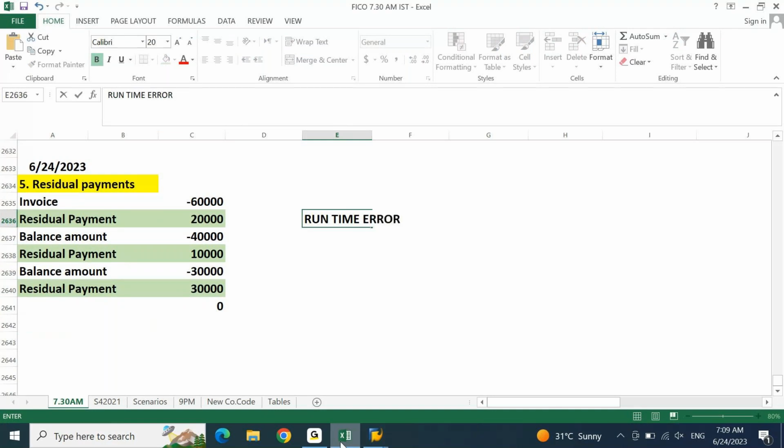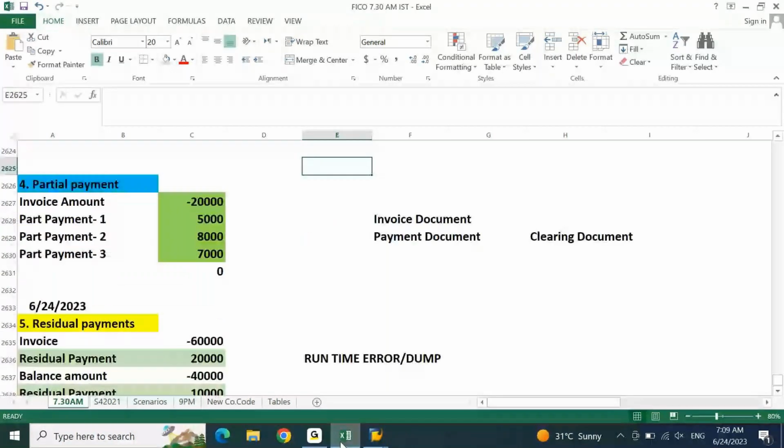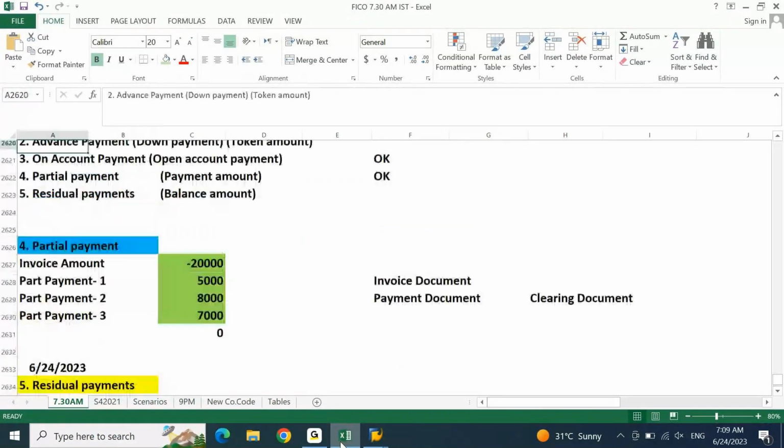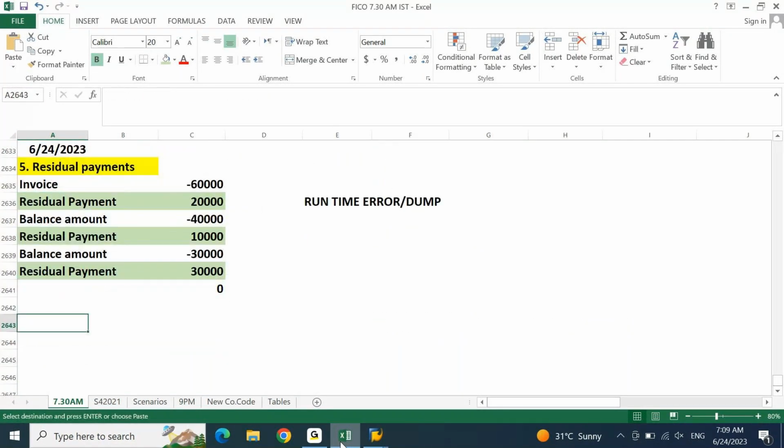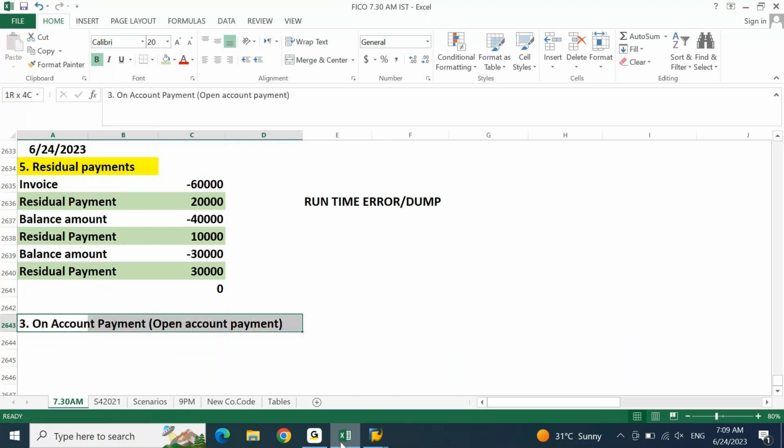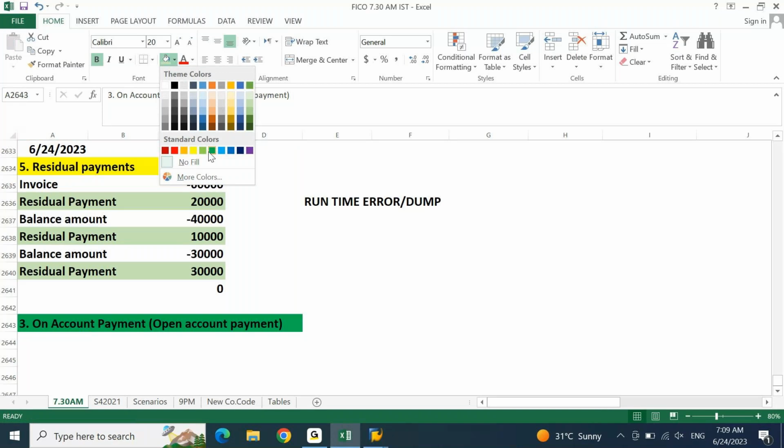Or we are getting something called a dump. This we need to fix. I'll figure it out and then tell you why that error message was coming. Next, let's talk about the other payment, on account payment or open account payment. This residual payment we will continue again once that error message is fixed.